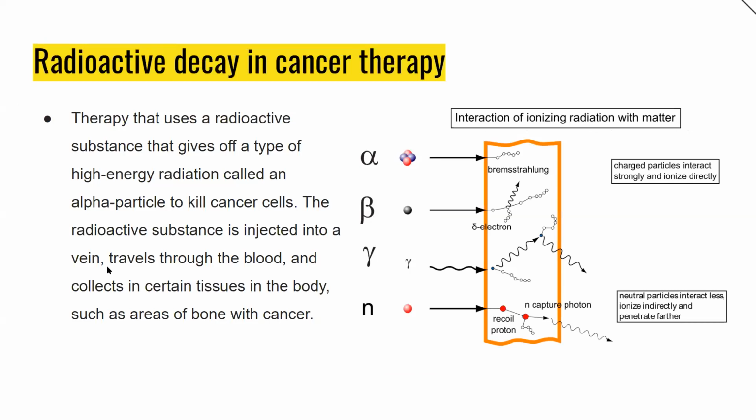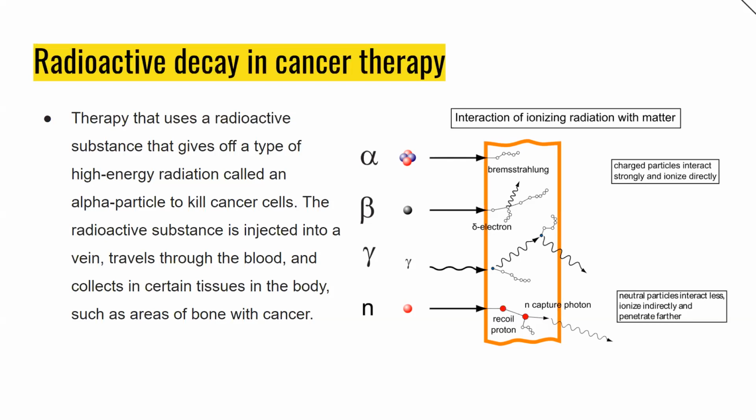Yeah, and the radioactive decay in cancer therapy. The therapy uses a radioactive substance that gives off a type of high energy radiation called an alpha particle to kill the cancer cells. The radioactive substance is injected into the vein, travels through the blood, and collects in certain tissues in the body. Tissue means organs. No, tissue means organizations, such as areas of bone with cancer.